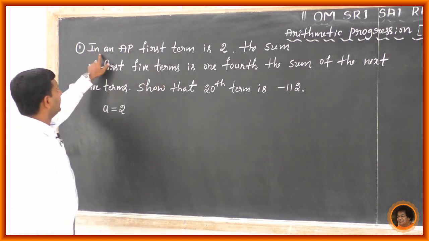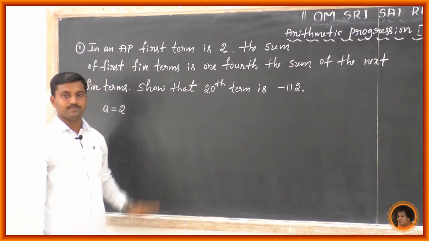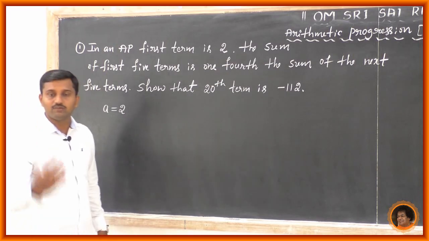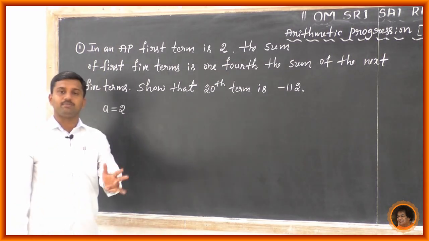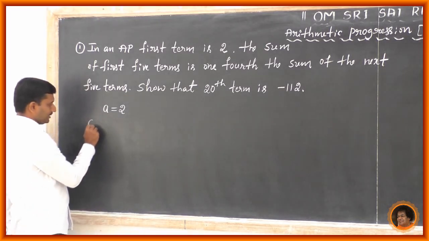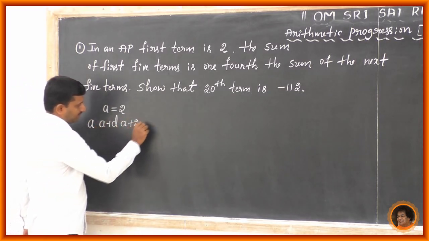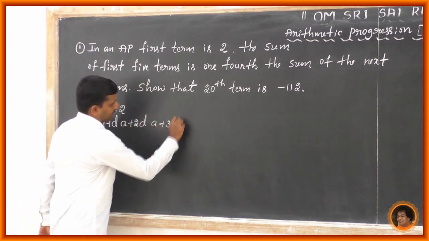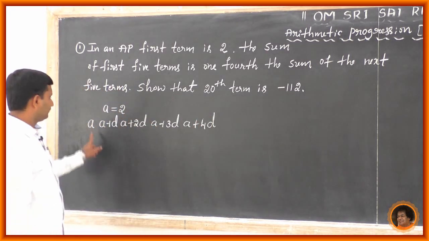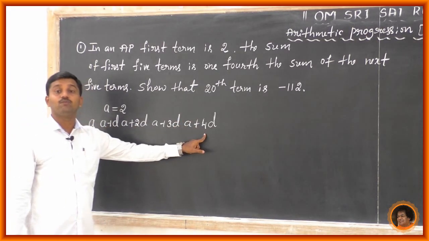Now next, in an AP, the first term is 2, the sum of the first 5 terms. Just recall the general form of the arithmetic progression: a, a plus d, a plus 2d, and so on. So in that the first term is a, second term a plus d, then a plus 2d, a plus 3d, a plus 4d. So these are the first 5 terms.